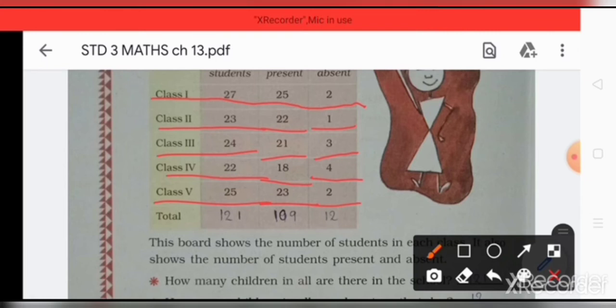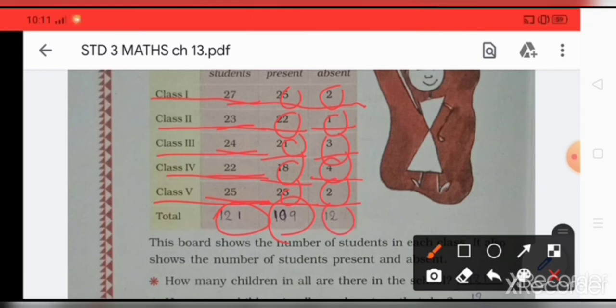And total: 27 plus 23 plus 24 plus 22 plus 25. Then total is 121. And the present students: 25 plus 22 plus 21 plus 18 plus 23. Then 109. Absent: 2 plus 1 is 3. 3 plus 3 is 6. 6 plus 4 is 10. 10 plus 2 is 12. Then total absent students is 12.